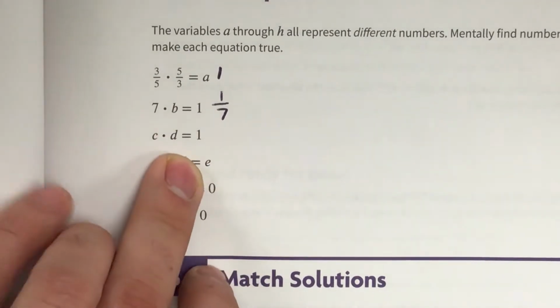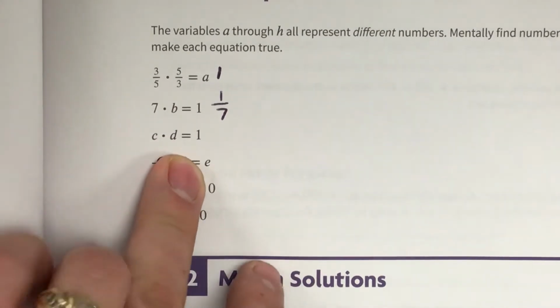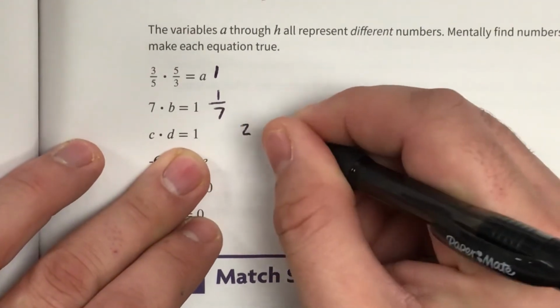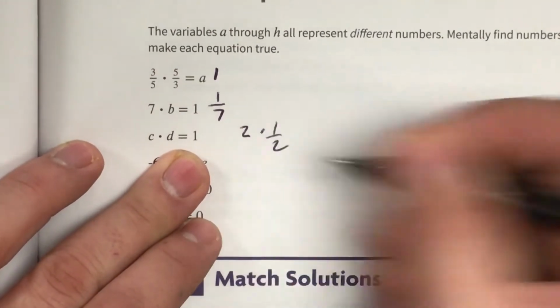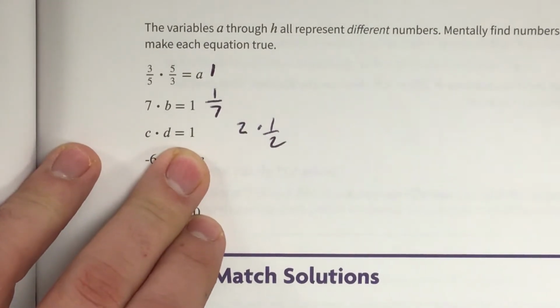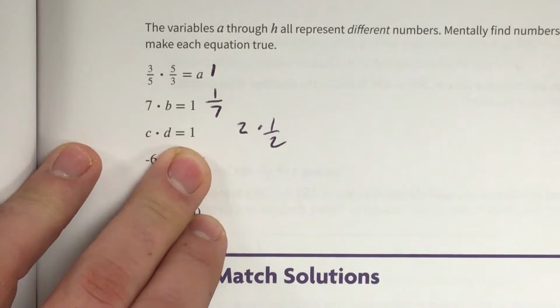Kellen, give me 2 numbers to represent C and D. For C, I put 2, and for D, I put a half. Perfect. Does it have to be those two? No. But you need to have a number and its reciprocal to multiply to get 1.